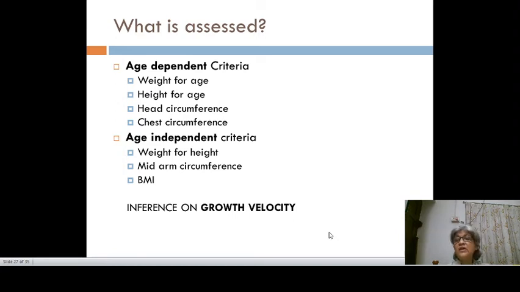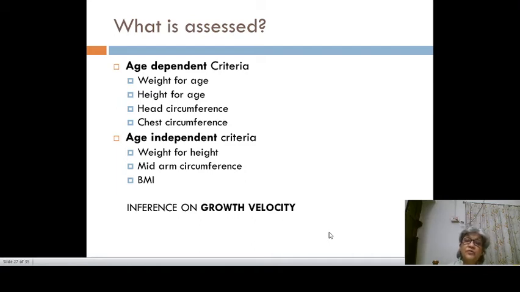Enough information? No. We need to know the age of the child. If it's a 1-year-old child with 12 kg, it's overweight. 2-year-old, 12 kg, perfect. But a 6-year-old, 12 kg, the child is not growing properly. So there are two variables. Apart from the weight, we also need to know the age. Same for height. So what we look for is weight for age, height for age.